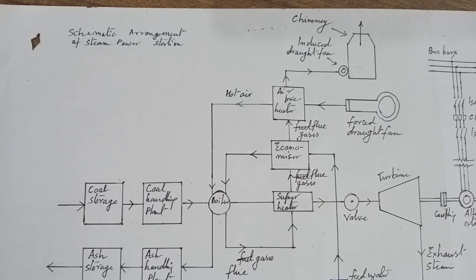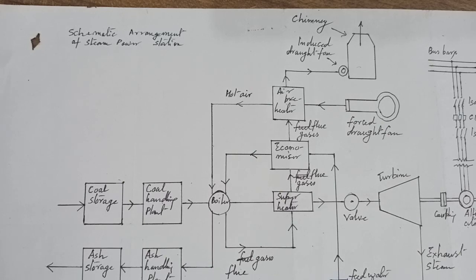First is coal and ash handling arrangement. Second is steam generating plant. Third is steam turbine. Fourth is alternator. Fifth is feed water. Sixth is cooling arrangement. Then what is coal and ash handling plant?